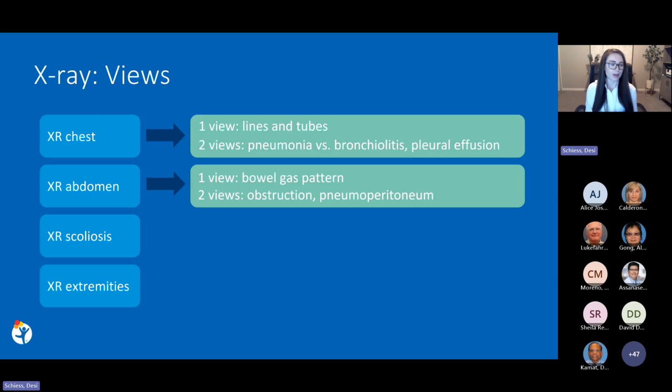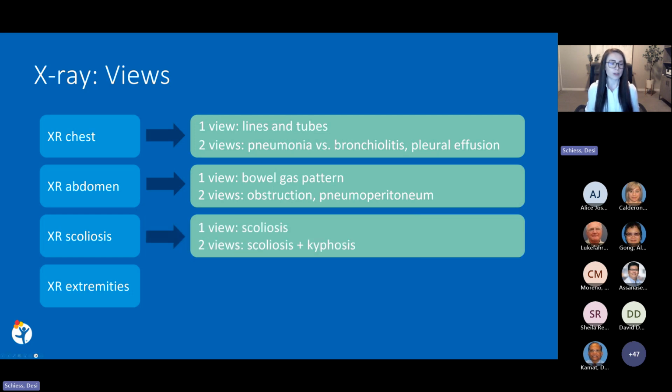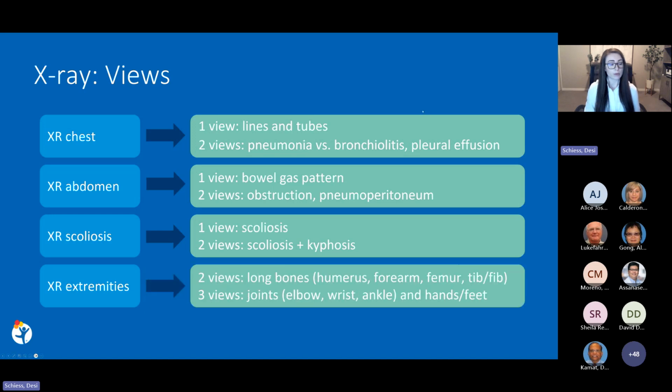If there is concern for bowel obstruction or pneumoperitoneum, at least two views are needed, and I'll show you why in the next slide. For scoliosis, you can get away with one view if the patient only has scoliosis, but if there's a rotational component or kyphosis, then two views are best. Unless you're an orthopedic surgeon, don't order more than two views for scoliosis. And for extremities, we do two views for most long bones and three views for the joints as well as the hands and feet.